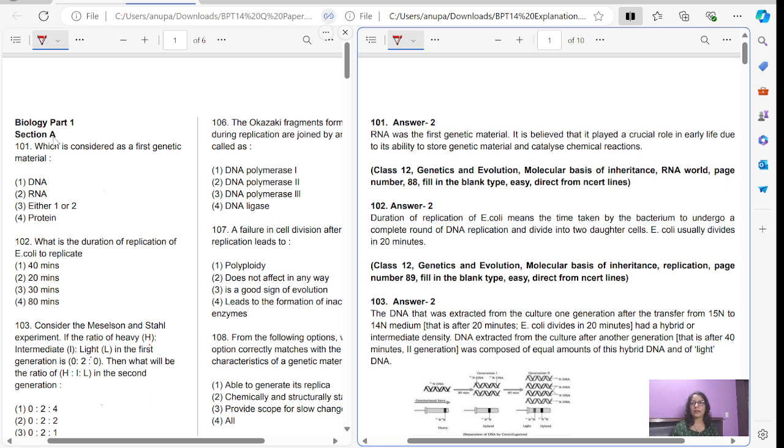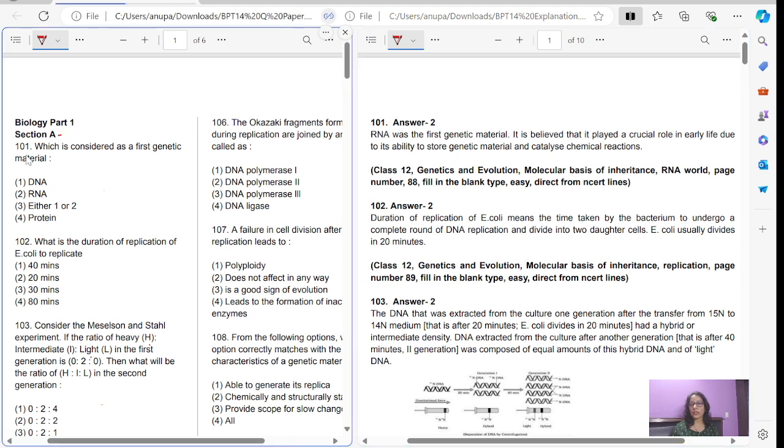Today we will be discussing the solution of VPT 14. Let's start with biology part 1 section 1 and question number 101. Let's read the question first.